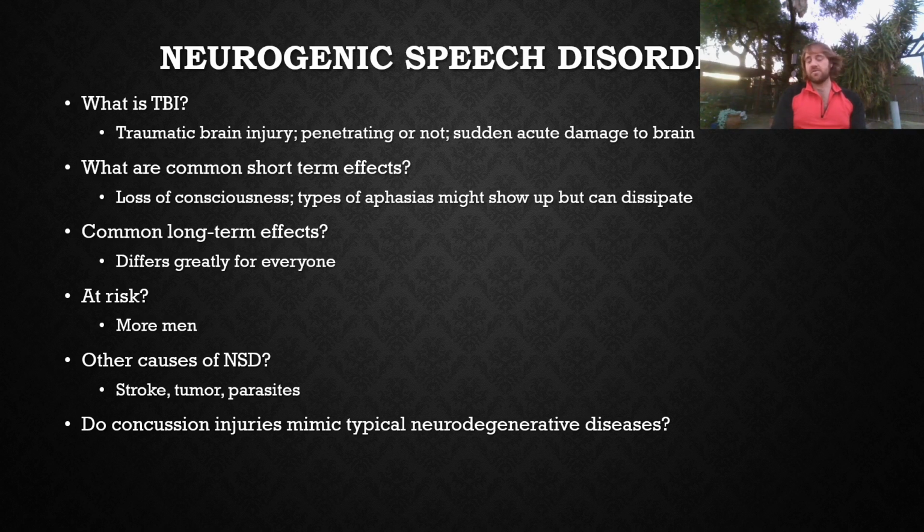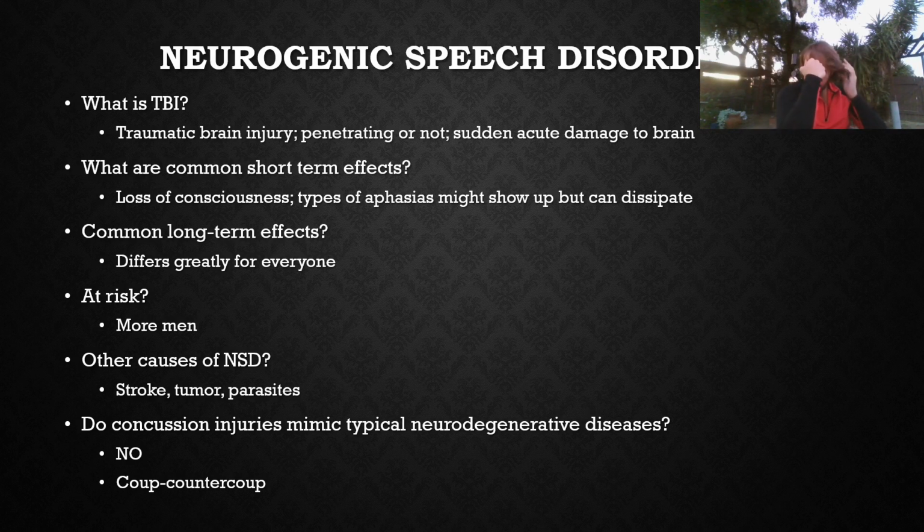Do concussion injuries mimic typical neurodegenerative diseases? Yes or no? No, they do not. They're their own thing. You have this coup-counter-coup injury with concussion injuries where you see damage. So let's say you got hit here. The brain would first hit where whatever this is, a fist or whatever, would hit here, but then the head would go this way and the brain would start moving afterwards, and then you'd end up with damage over here.